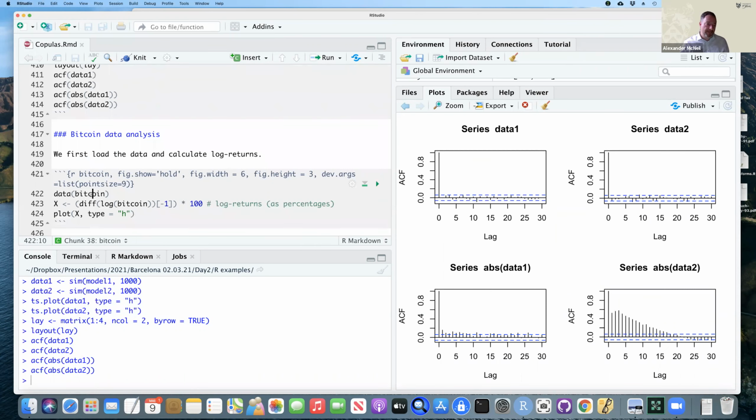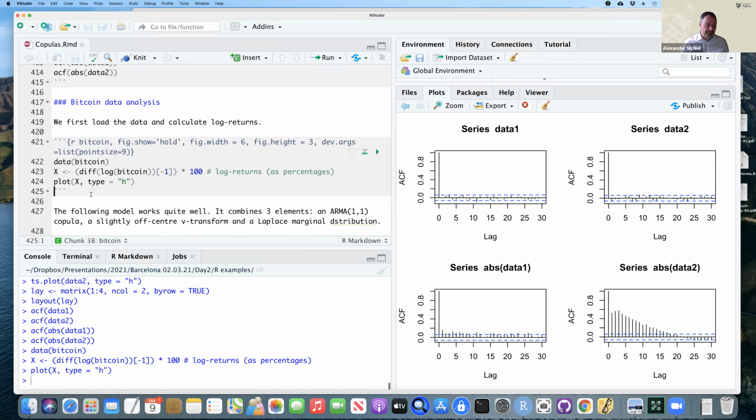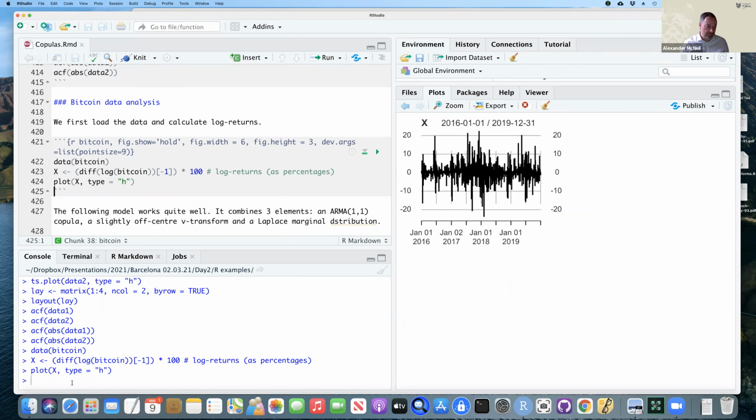Let's take real data. So now I take Bitcoin. So that's, let's just blow up the screen again.